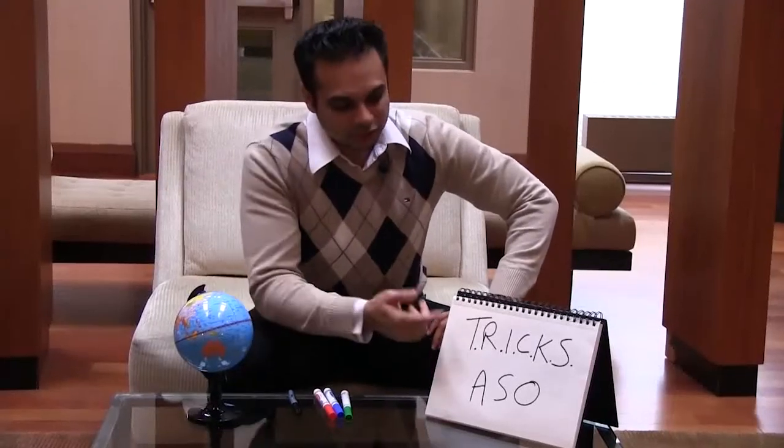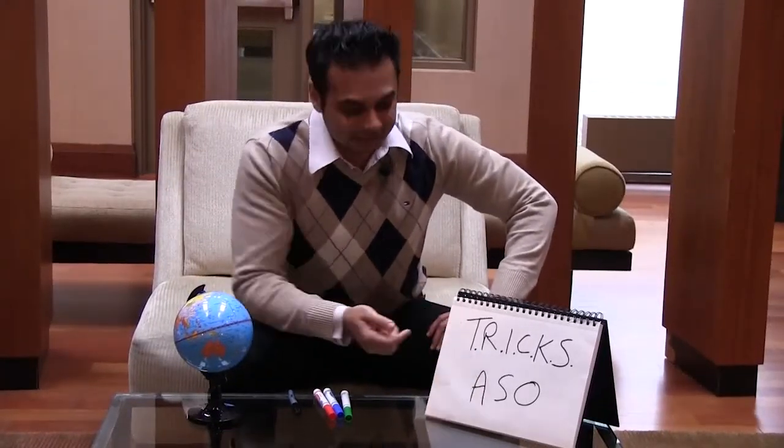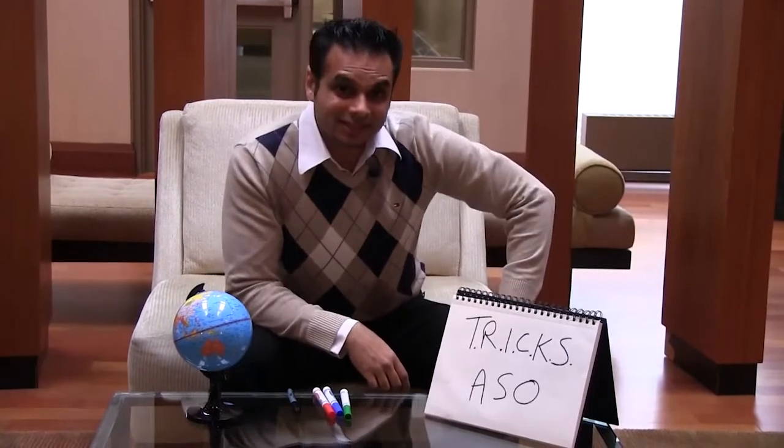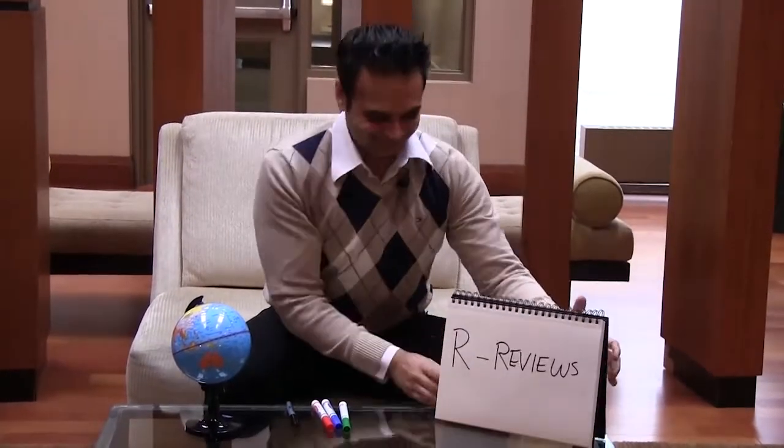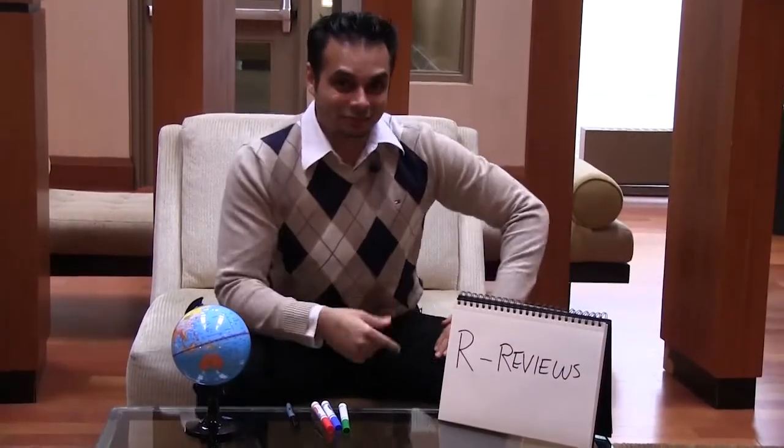So last time, we checked out the letter T in ASO Tricks. Today, we're going to check out R. That stands for reviews. So let's go over that right now. R stands for reviews.